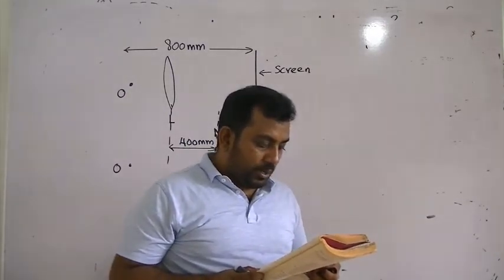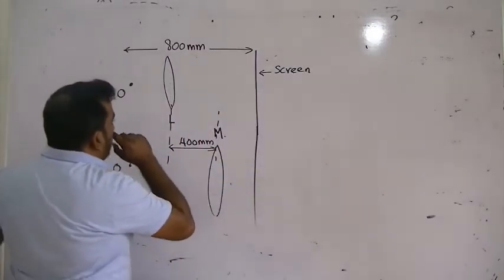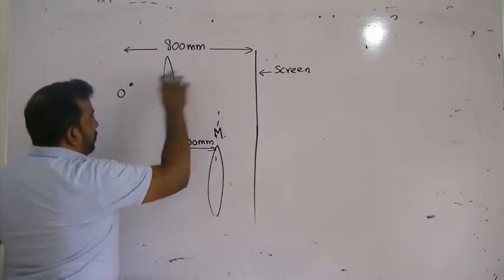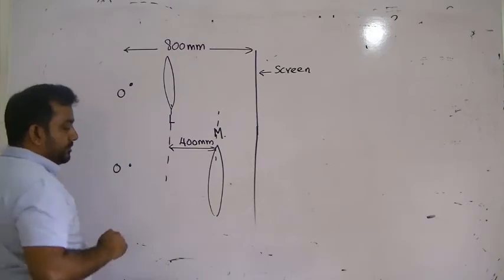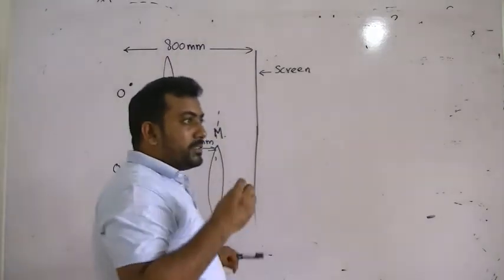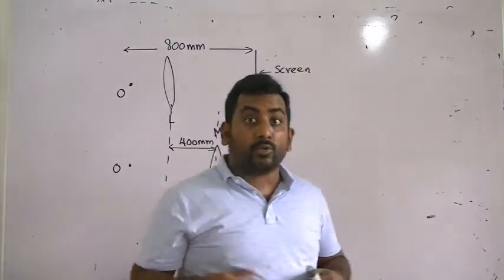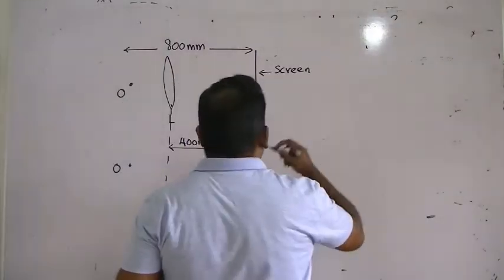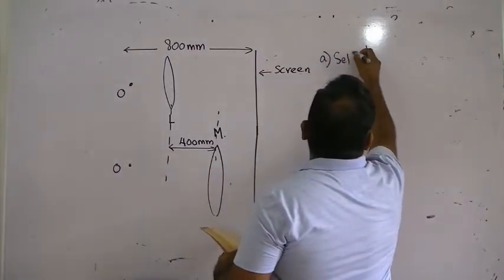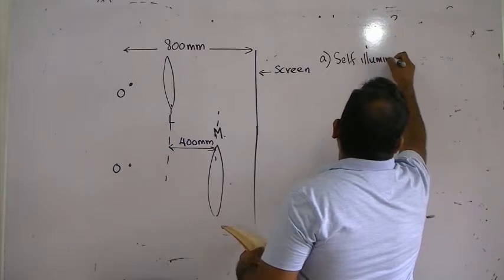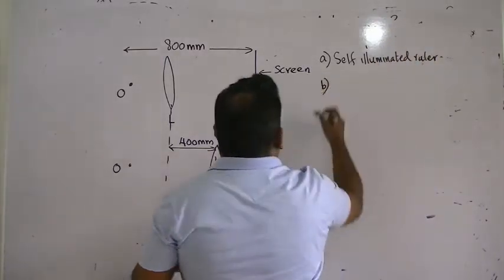Suggest a suitable object for this experiment. Now remember, we want to allow light to travel through. If you just allow normal light to pass through, it's difficult to make an image. So what we normally use is an illuminated or self-illuminated ruler, so we can see the magnification. So here is the first answer: a self-illuminated ruler will be the best.